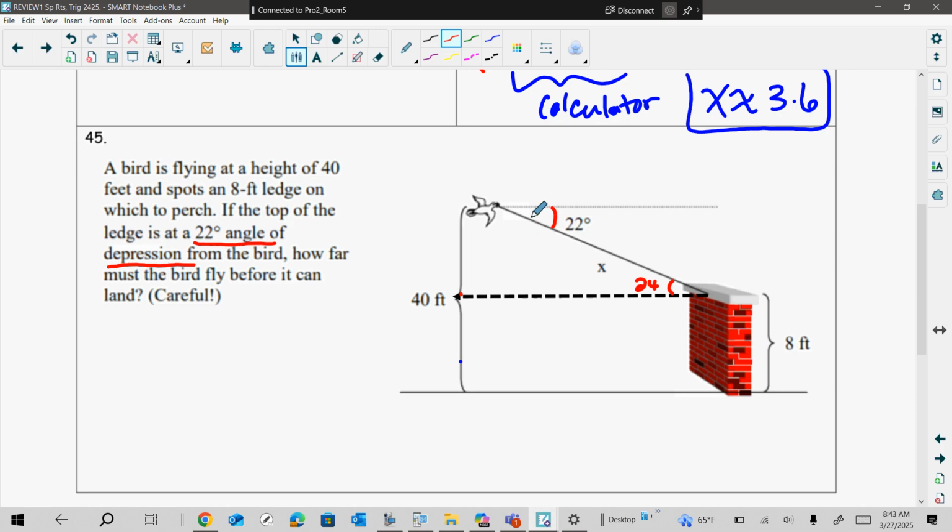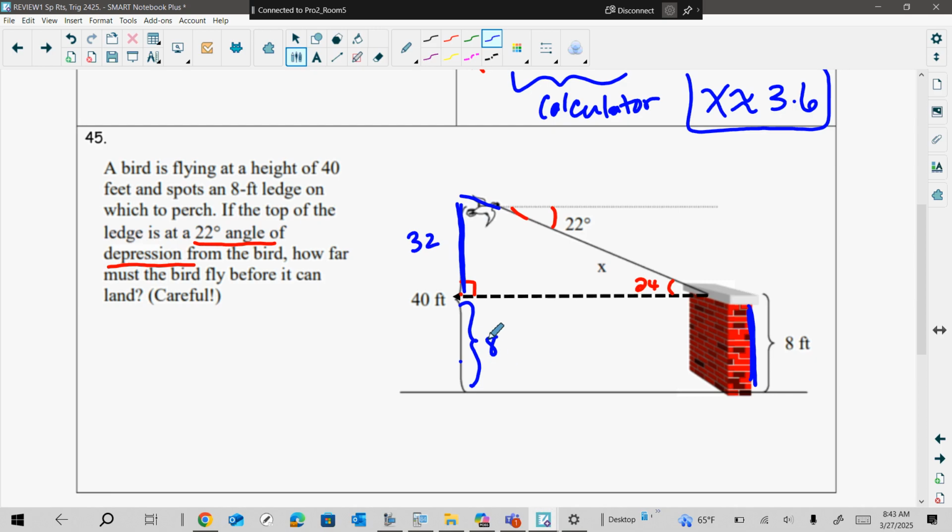The line of sight right here, this is the hypotenuse in the right triangle. But now I have to use this distance being 8 feet. That means the whole thing's 40, but this we know is 8 feet. So I need to find this distance in the triangle. Yep, it's 32. You just subtract 8 from 40.